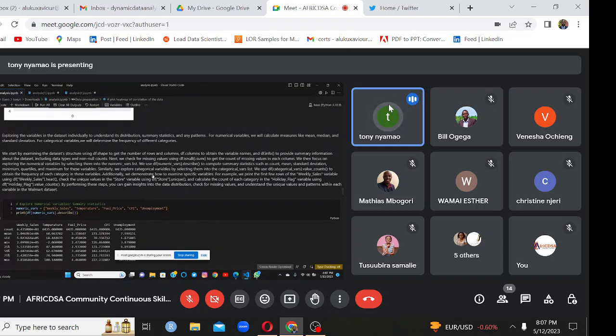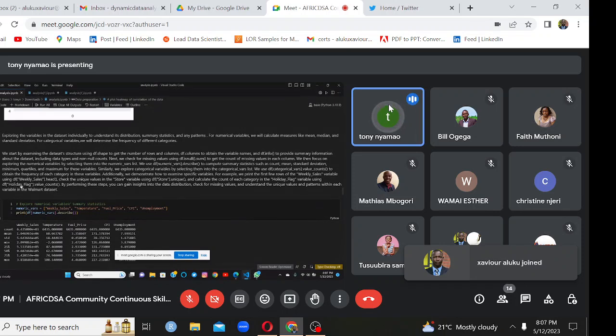Additionally, we demonstrate how to examine specific variables. For example, we print the first few rows of the weekly sales variable using df['Weekly_Sales'].head, check the unique values in the store variable using df['Store'].unique, and calculate the count of each category in the holiday_flag variable using df['Holiday_Flag'].value_counts(). I've done it down here.